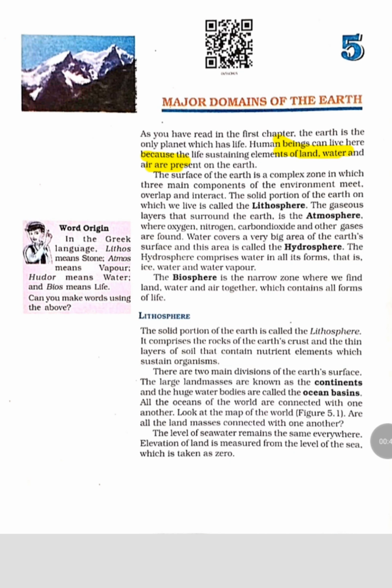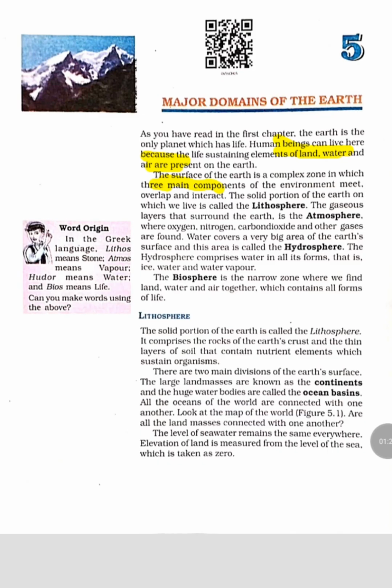The surface of the Earth is a complex zone, in which many components of the environment meet, overlap, and interact. This line means that there are many zones of the environment in which we live and in which life is sustained, and they overlap and are interconnected.